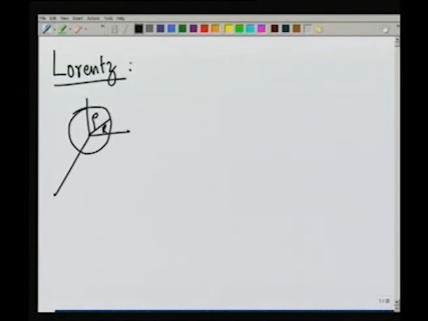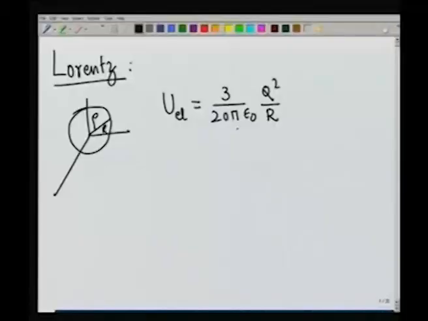We computed that in the previous lecture and we found that the electrostatic energy is given by 3 over 20 pi epsilon naught q squared by r, where r is the radius of the sphere. So we are imagining that there is a certain material of a certain radius r in which the total charge q is uniformly distributed. That is how we wrote this expression. Rho is a constant, and in the previous lecture we derived the expression that the electrostatic energy is given by this quantity 3 over 20 pi epsilon naught q squared by r.